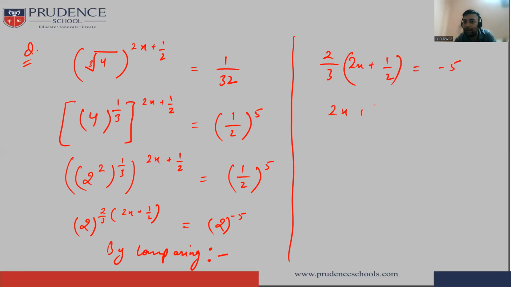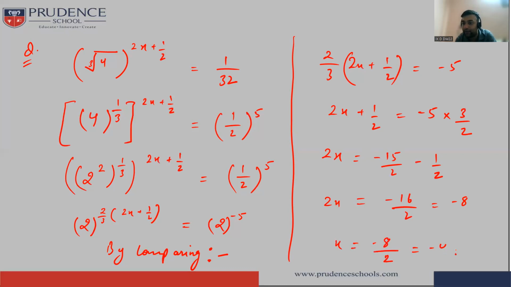So 2x plus 1 by 2 will be equal to minus 5 into 3 by 2, and 2x is equal to minus 15 by 2 minus 1 by 2. So that will become minus 16 by 2, which is equal to minus 8. And if 2x is equal to minus 8, then x will be equal to minus 8 by 2, which is equal to minus 4. This will be the value of x, right? I hope it's clear.